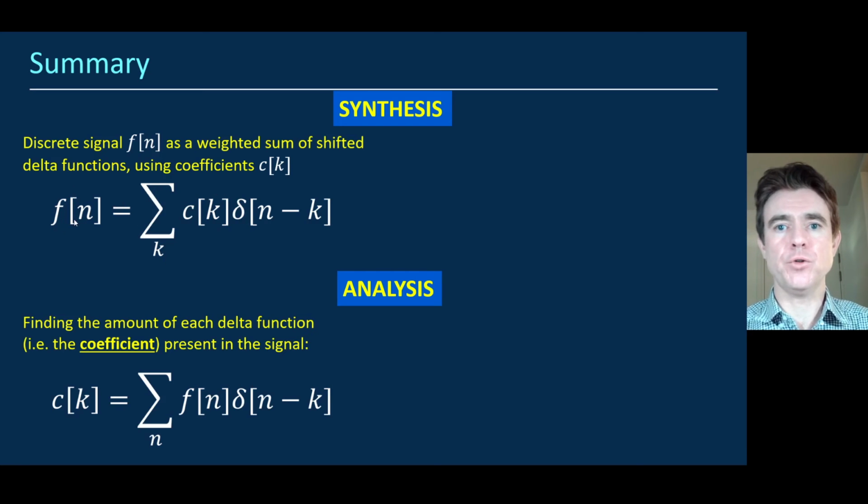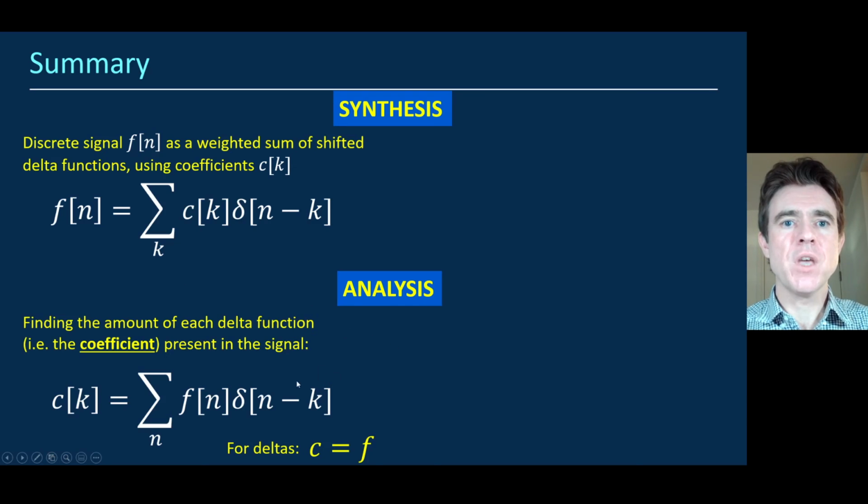add them all together to reconstruct the function. So these are fairly obvious equations, but really good to grasp, again, for the context of Fourier. And so, of course, for this case here, with delta functions as the basis functions, we get the very convenient relationship that C is equal to F.